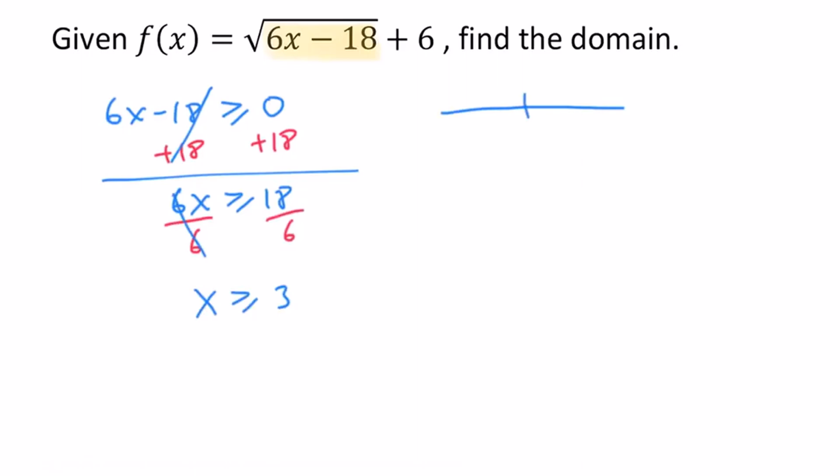So here on our number line, we have 3. X needs to be greater than, so the arrow is heading toward the right. It's greater than or equal to, so there is an equal sign. So this is a bracket. So our domain here, we have bracket 3 to infinity, open parenthesis.